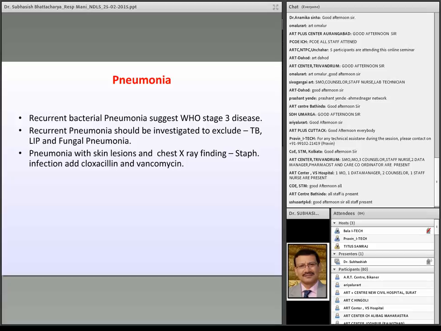Pneumonia with a skin lesion, especially a bullous skin lesion, and typical chest X-ray findings suggest staphylococcal infection, which is a very serious form of pneumonia in HIV positive children. In that case we treat with cloxacillin and vancomycin, because many of the staph may be multi-resistant.